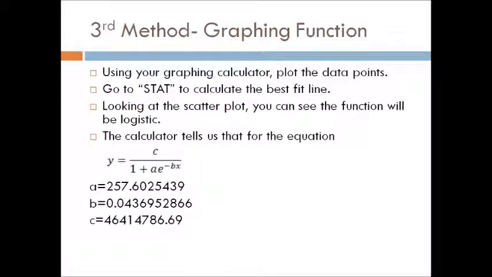The third method is to graph the function. The function is basically the best fit line for the scatterplot points you already plotted. Using your graphing calculator, you plot the data points. Then you go to Stat and then Calculate to find the best fit line. The catch is you have to know which type of line your graph represents. If you have a basic working knowledge of the 12 basic functions, you can tell by looking at the curve of the graph that this should be a logistic function.